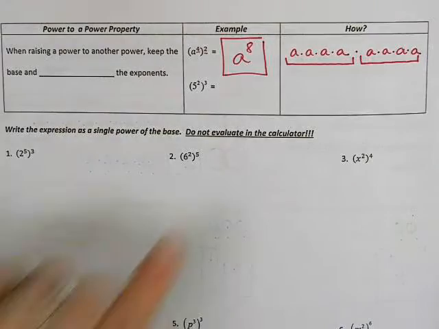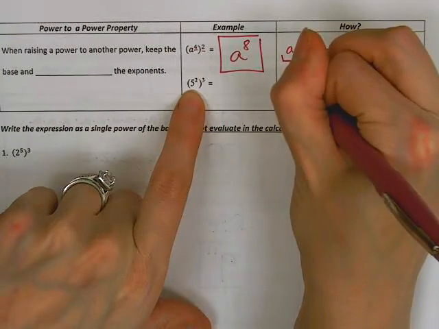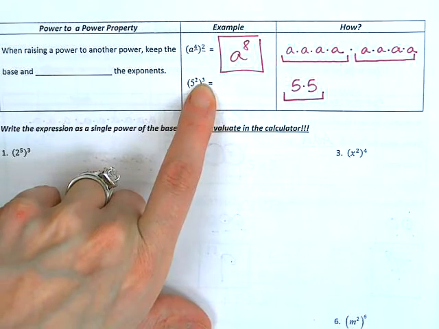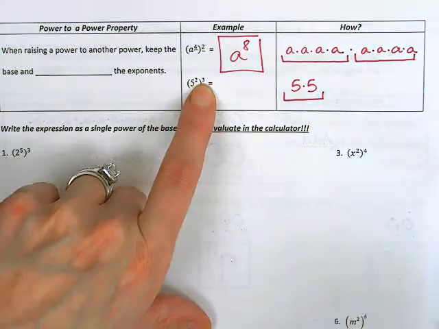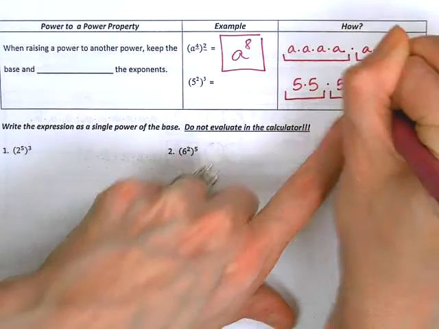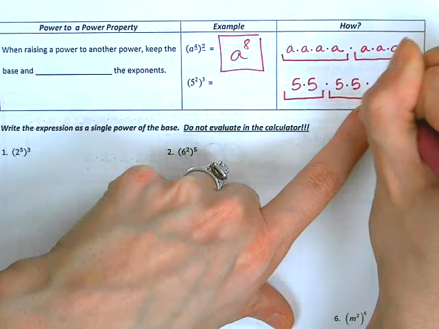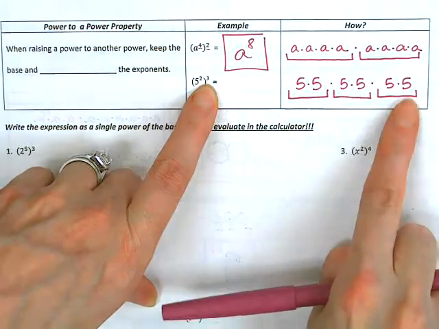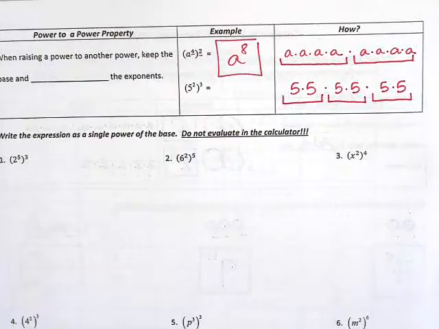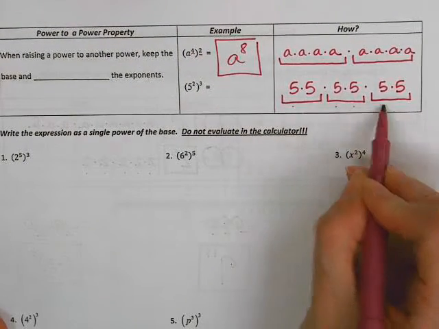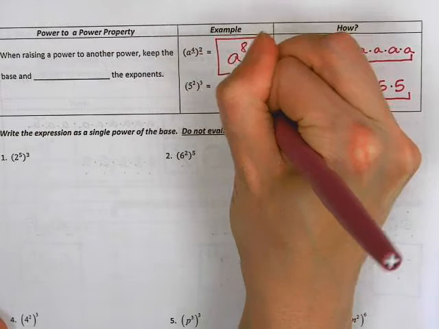All right, next one. 5 squared means you have 5 times 5. But we want to do that 3 times. So we need another 5 times 5 and another 5 times 5. Right? If you have to the third power, you need to do it 3 times. Okay, how many 5s total? 1, 2, 3, 4, 5, 6. So this one's 5 to the 6th power.